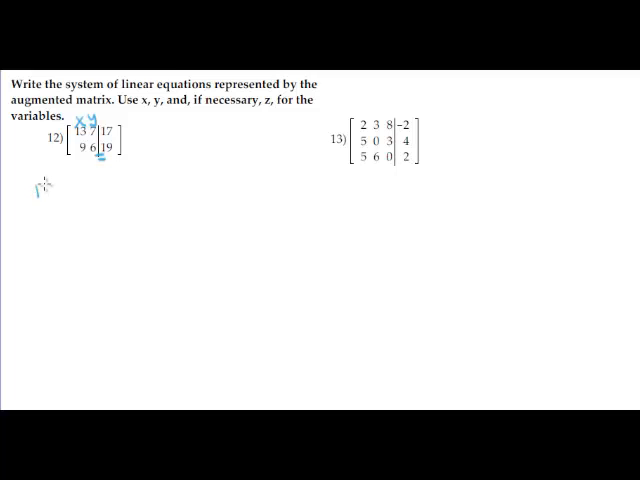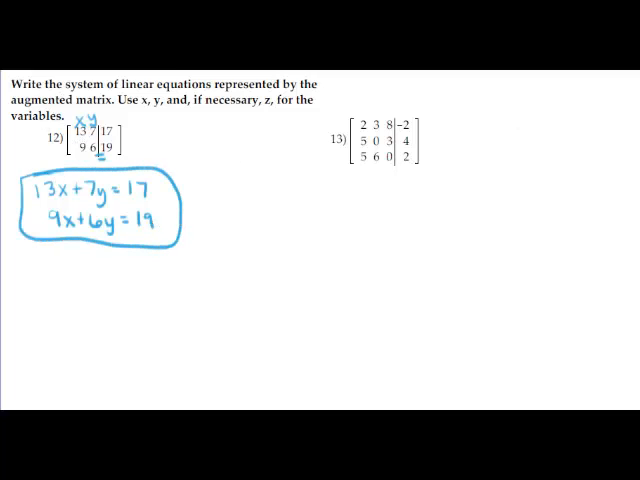So this would be 13x plus 7y equals 17, and 9x plus 6y equals 19. And that's it. That's all we have to do. It just wants us to write it like that.